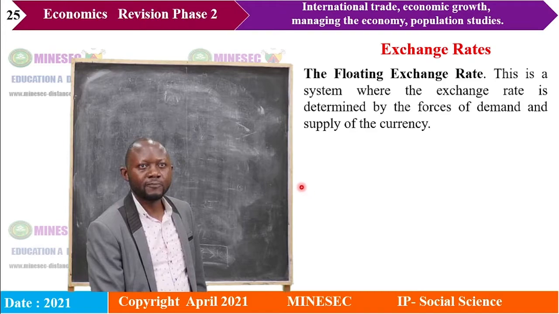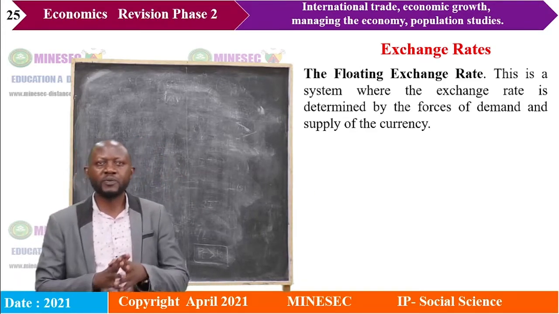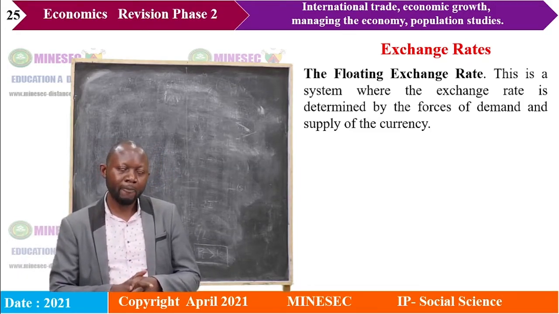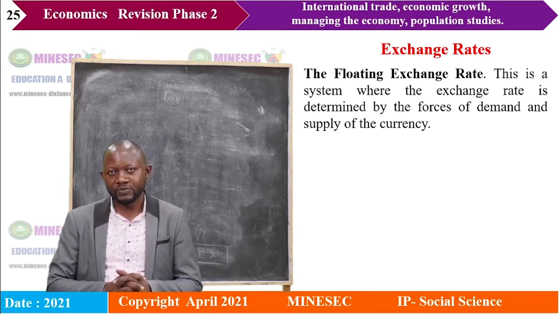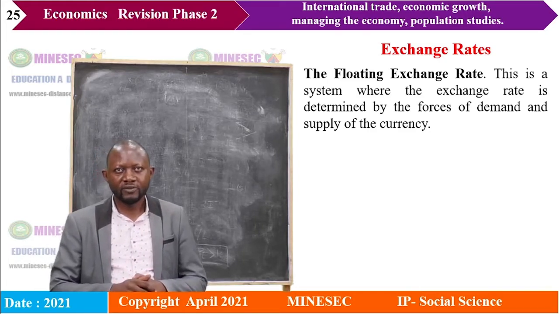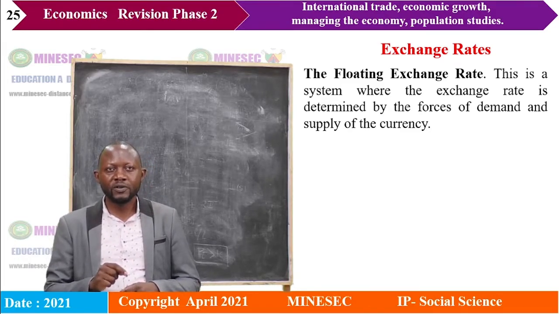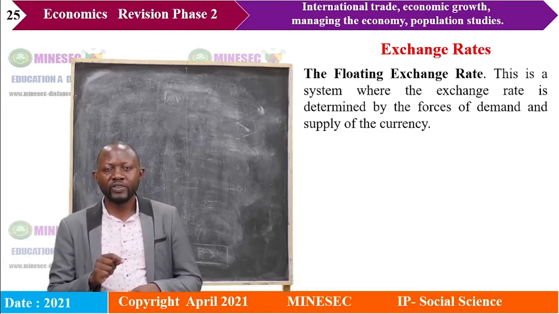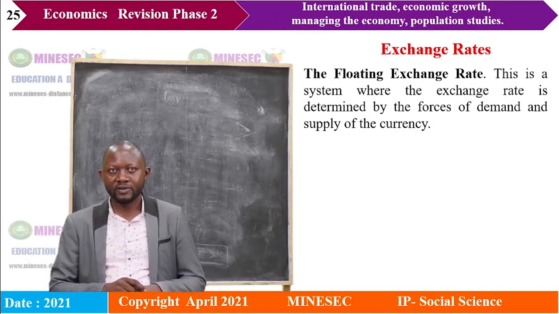Now let's look at the exchange rate. The exchange rate is simply the price of a currency in terms of another currency, which is usually determined in the foreign exchange market. There are three main exchange rates that we're going to be looking at. We'll start with the floating exchange rate. This is a system where the exchange rate is determined by the forces of demand and supply of the currency without any official interference, meaning that the government is not intervening.